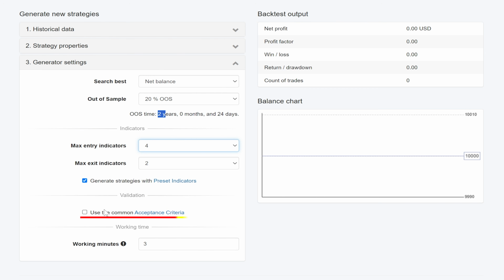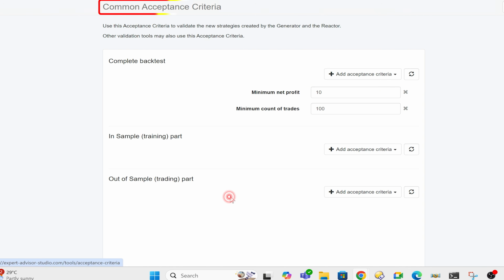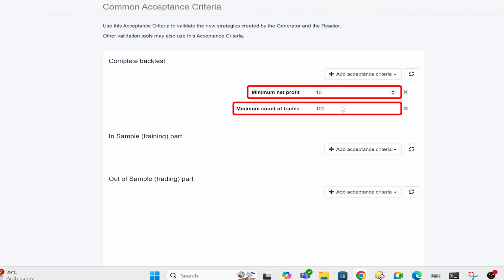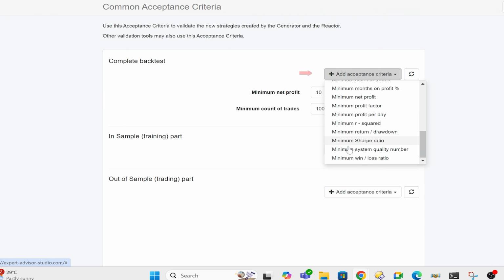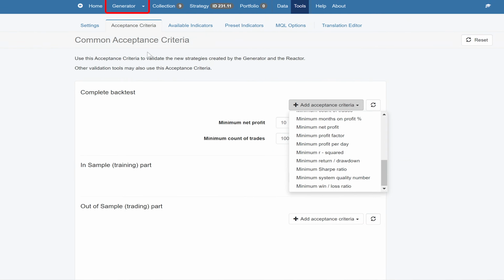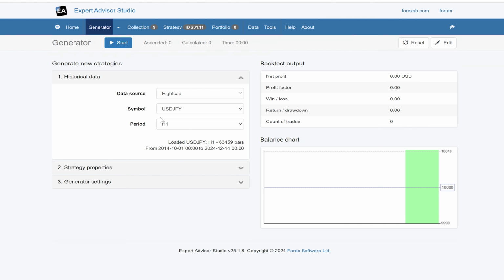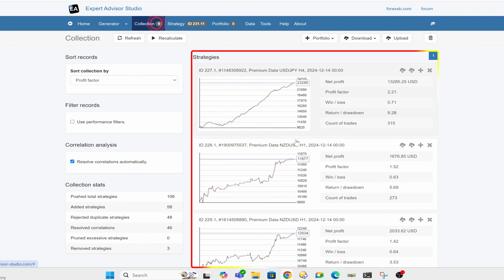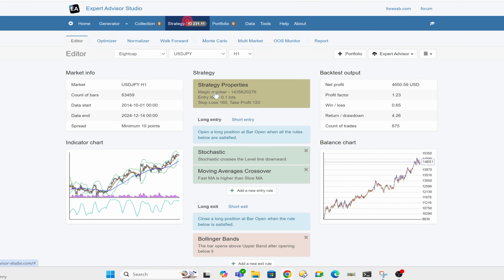And of course, we are able to tell it the acceptance criteria. So we're able to say, well, we want strategies that only pass certain types of acceptance criteria. We are able to do that for both in and out of sample and complete backtest. So I ran that for about 100 hours, 4 days. And I then get, it's not this generation because I've cut them down, but then you get all the strategies that are passing all those tests.